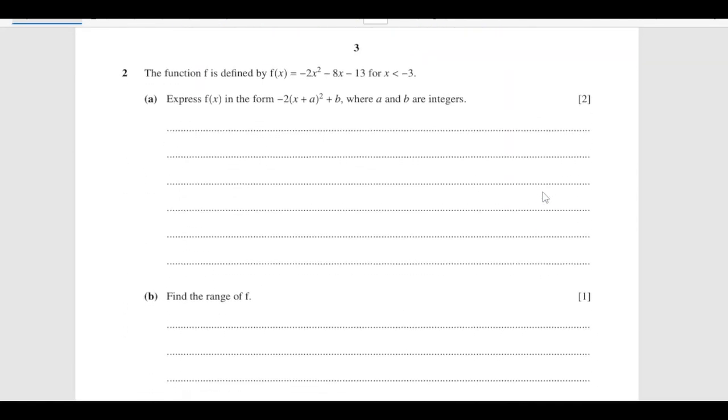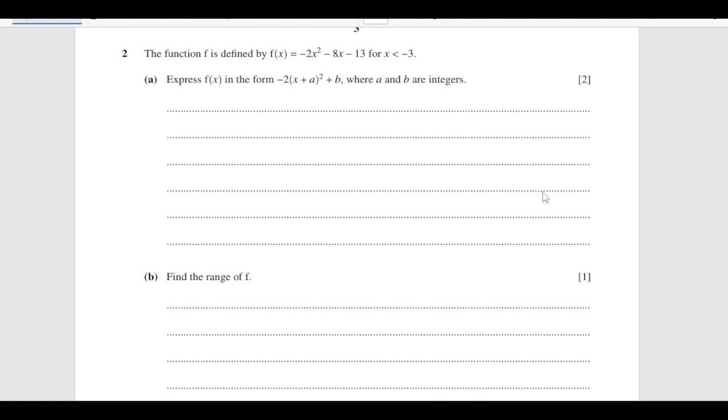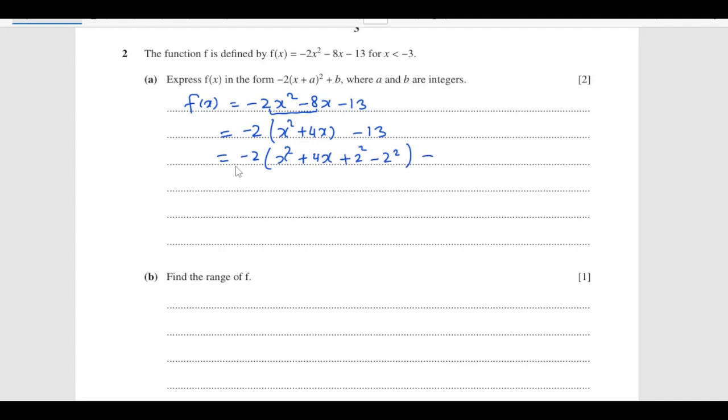So now number 2, the function f is defined by this for x less than 3, express f(x) in this form. So let's start. I will rewrite the equation here: minus 2x squared minus 8x minus 13, right. So negative 2 is common from the first two terms. We have here x squared plus 4x, minus 13. So we add and subtract to complete the square the half of the coefficient of x, that is 2. So plus 2 squared minus 2 squared, right. So minus 13 is outside.